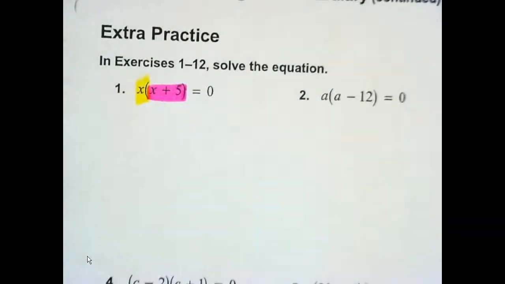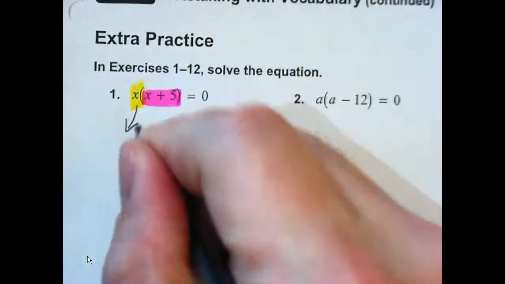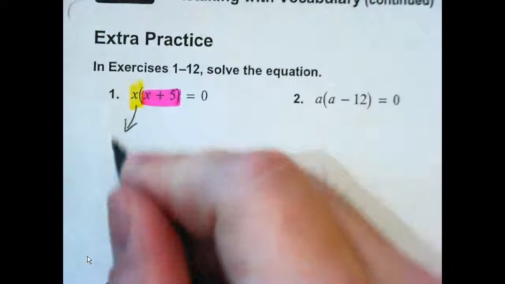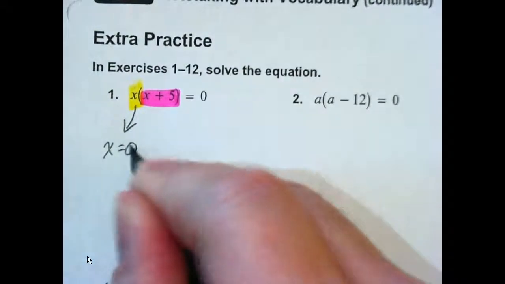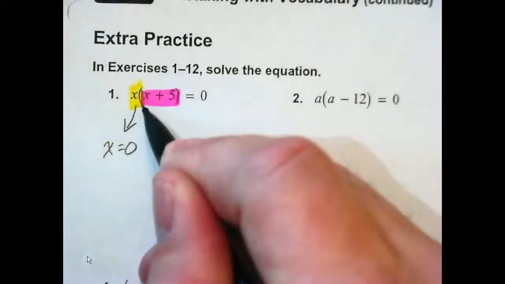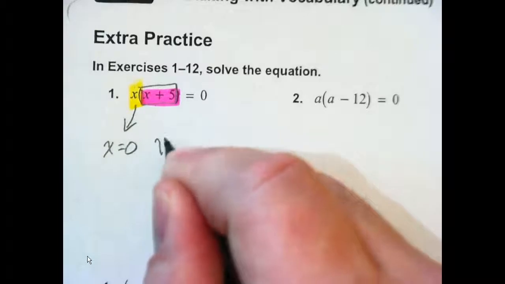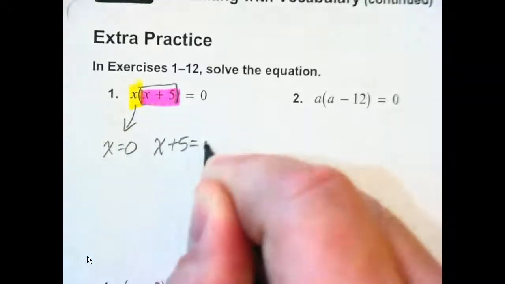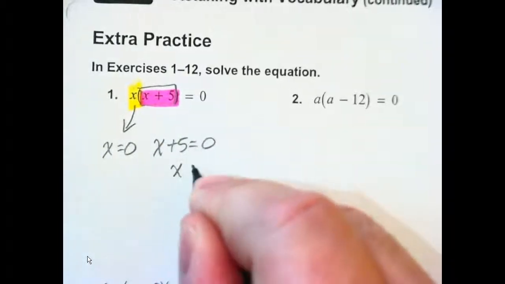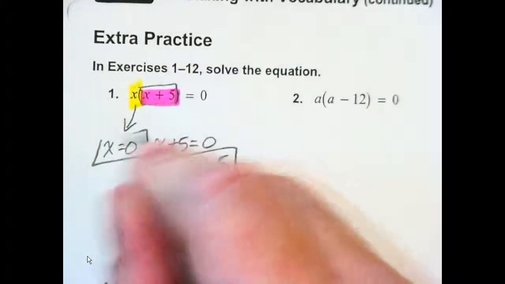Okay, I'm multiplying X by X plus 5. So one of these two things has to be 0. A bunch of you said X has to be 0. That's true. If X equals 0, that would give us a solution. However, what if this part was 0? Then X would be negative 5. If X plus 5 equals 0, then X would have to equal negative 5. So really you could have two different answers here.